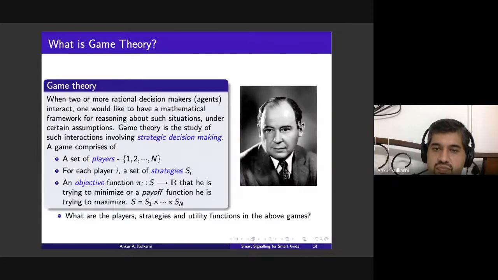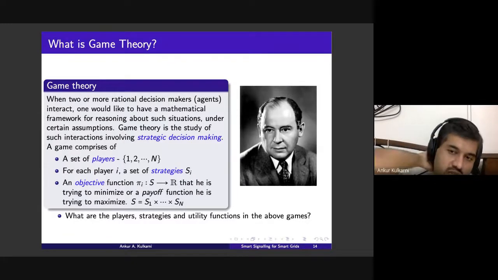So what game theory basically does is sets up a bunch of reasoning rules to help you think through this kind of a situation. When two or more rational decision makers interact, one would like to have a mathematical framework for reasoning about such situations under certain assumptions. So game theory is the study of such interactions involving strategic decision making.